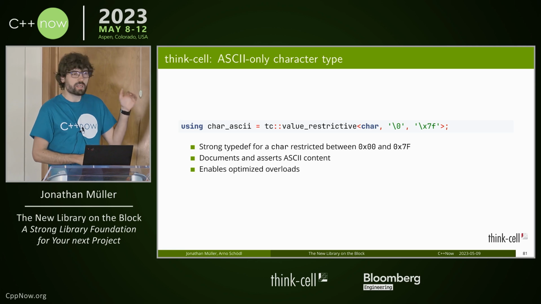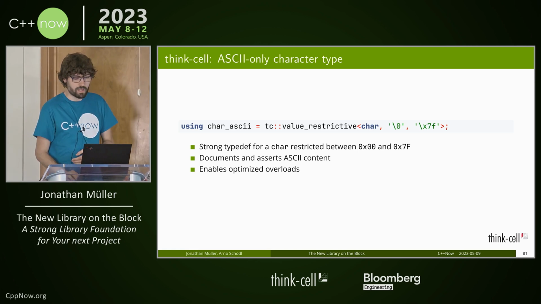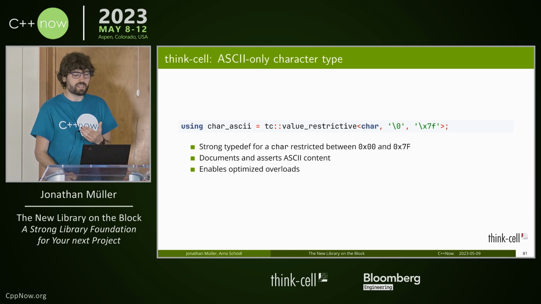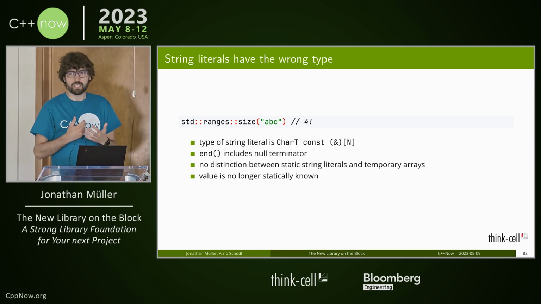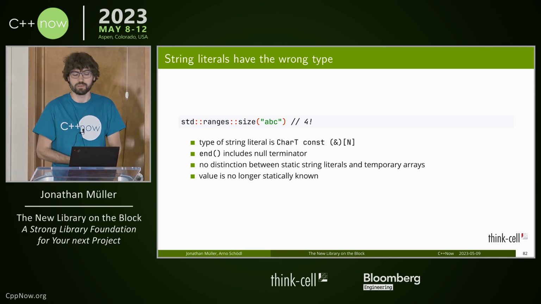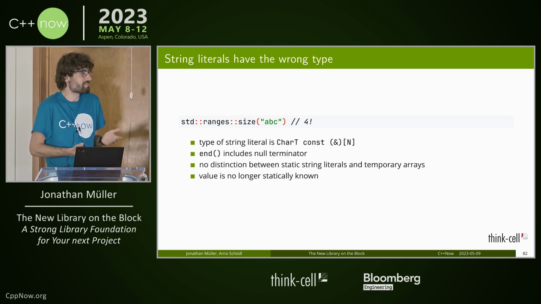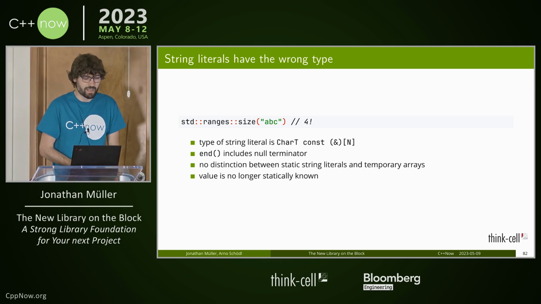So then the question is, how do we actually get a string literal out of char ASCII, right? Because that's not a string literal type. And string literals themselves aren't really great in C++ because they have the wrong type. They're just char arrays. So when you call size on a string literal, this is 4 because it includes the null terminator. And that's not really great.